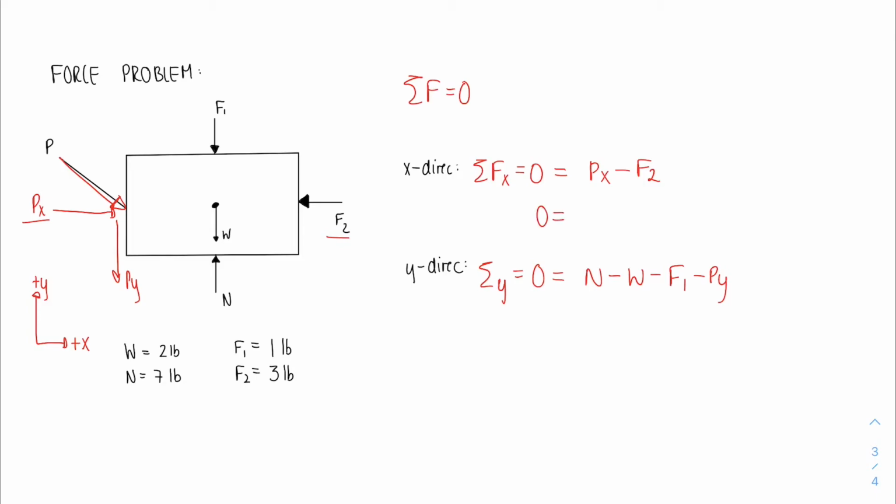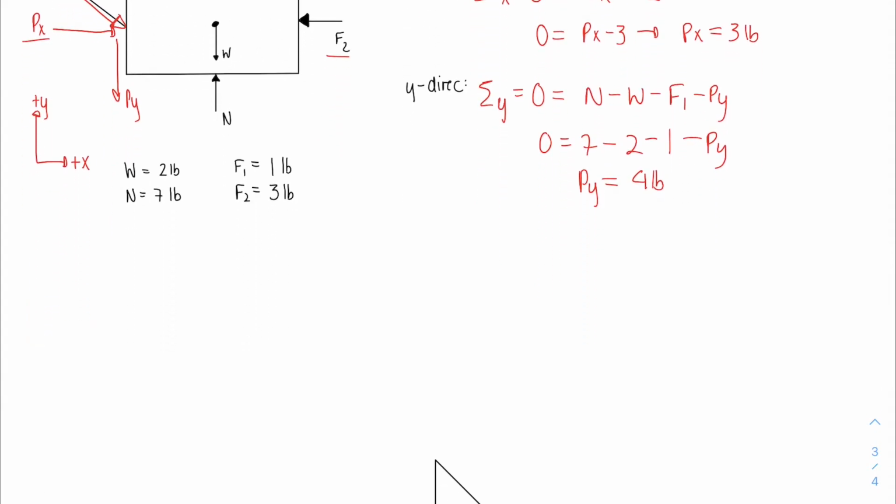Okay, let's plug some numbers in then. So here we have 0 equals px minus 3, which means px would be equal to 3 pounds. And in the y direction, we have 7 minus 2 minus 1 minus py, which means py equals 4 pounds. Okay, so now that we have px and py, let's try to combine them to get a final force and angle.